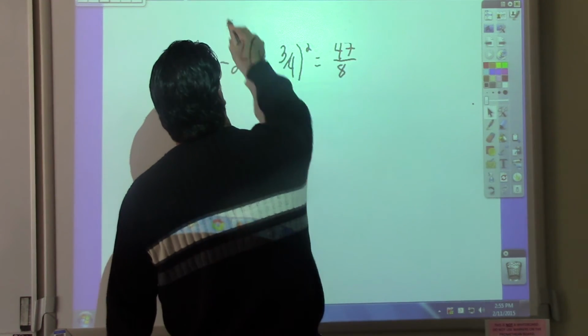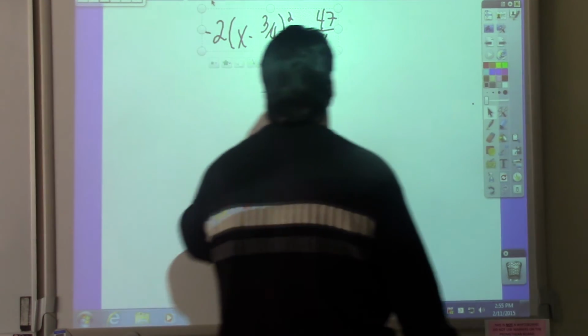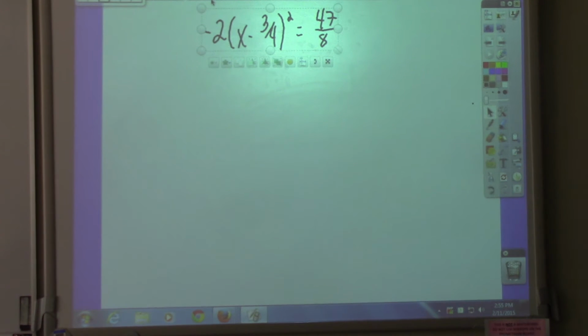All right, what I want you to do is finish it out. Got another 3 or 4 steps. I want you to sketch it and find the domain, range, and increasing and decreasing values.